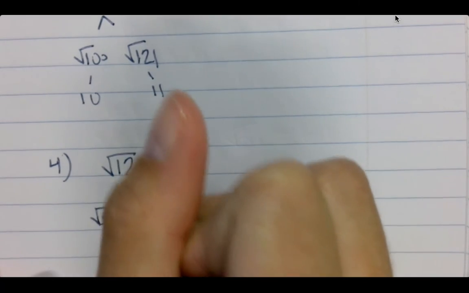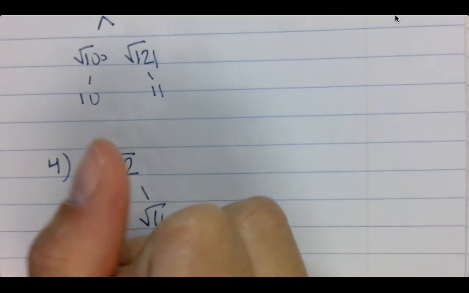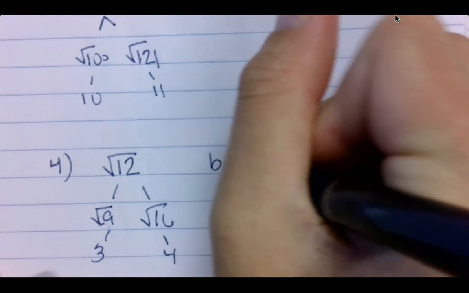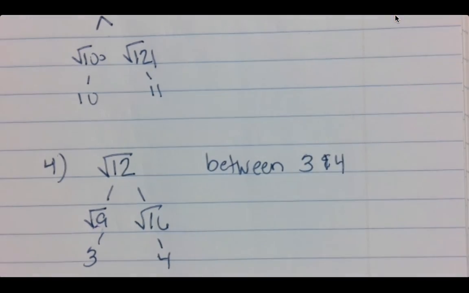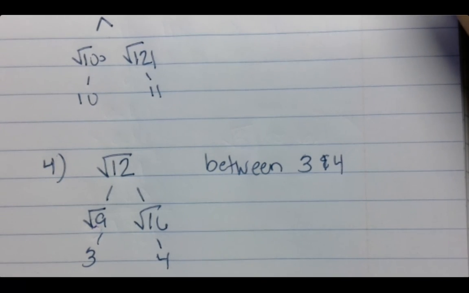What about the square root of 12? Do that one and then come back. Welcome back. You should have gotten the square root of 9, the square root of 16, which would leave you with 3 and 4. So it is between 3 and 4. Awesome job, y'all.